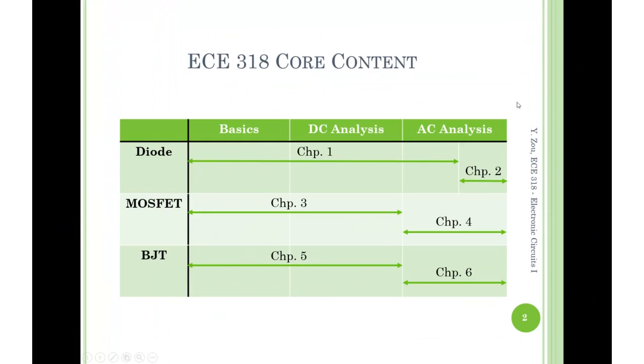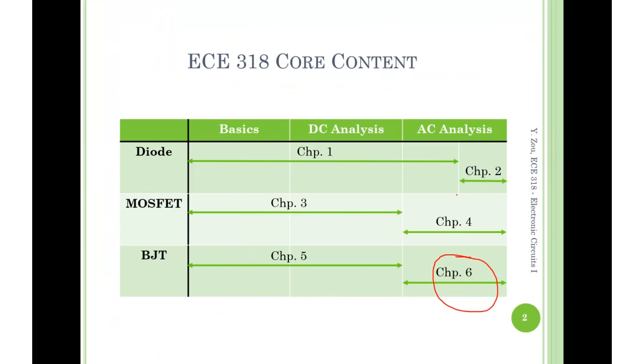This is probably the very last time this semester to review this table content. What we are seeing is that we have done chapters 1, 2, 3, 4, and 5, so only chapter 6 is left. Yeah, the very last module, following the same pattern.